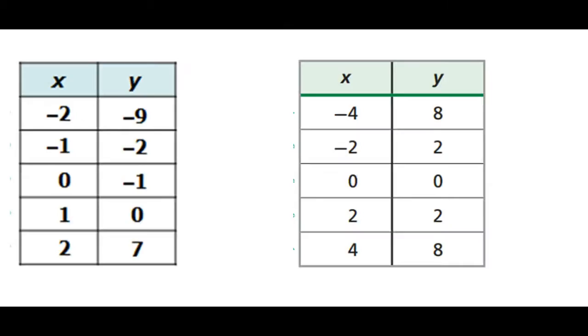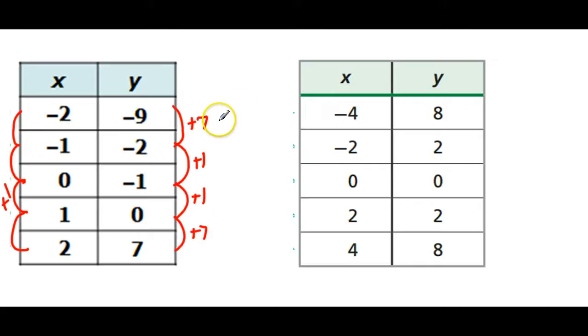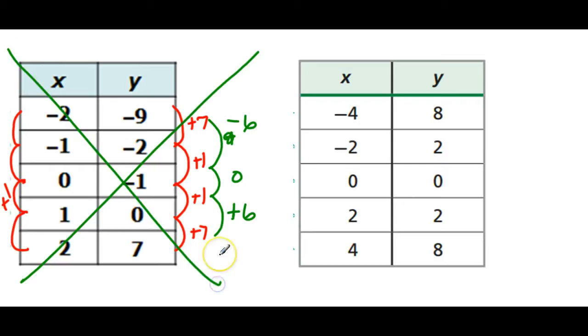So let's take a look here really quickly. All right, ready? From here to here is plus 1, plus 1, plus 1, plus 1. So plus 1 all the way down. Okay, ready? From here to here is plus 7. From here to here is plus 1. From here to here is plus 1. And from here to here is plus 7. Okay, that didn't help us. Let's try it the second time. Between here to here is minus 6. From here to here is nothing. From here to here is plus 6. That didn't work. So this is not quadratic.